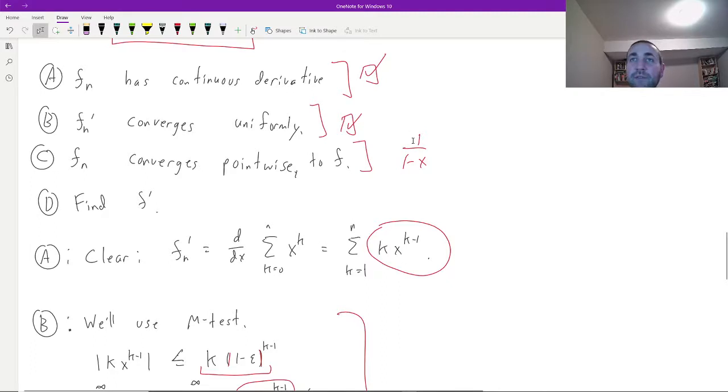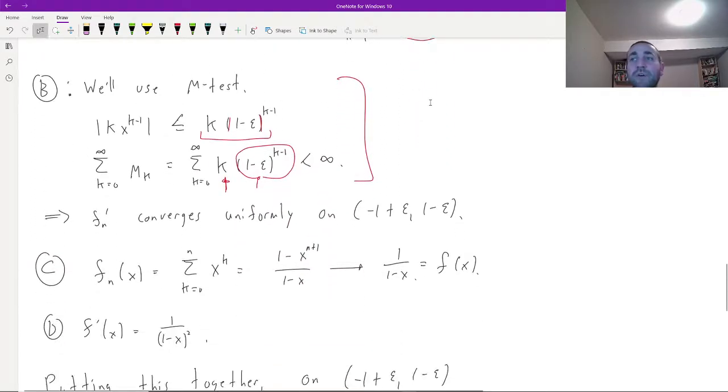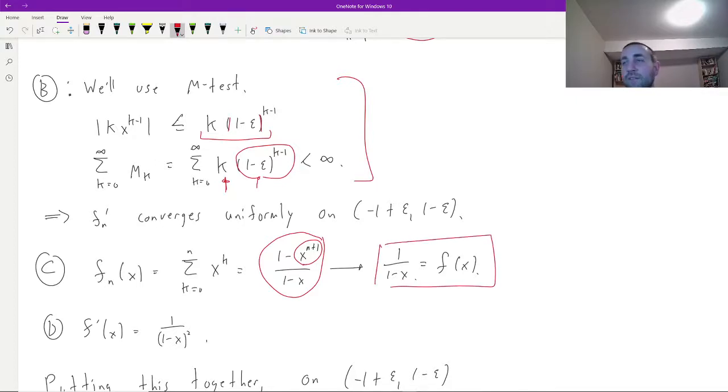Part C, we want to check what fn converges to. We've already seen this before, actually, but I'll do a quick recap. fn of x is equal to the sum from k equals 0 to n of x to the k, and we have a formula for that partial sum, it's just this thing. And it's easy to check by looking at the individual terms that all of them survive and stay the same as n goes to infinity, except for this one, which goes to 0. And so indeed, fn of x converges to 1 over 1 minus x, which is what we sort of hoped.